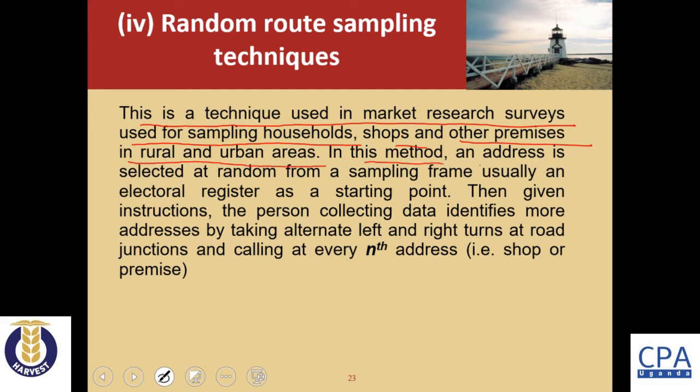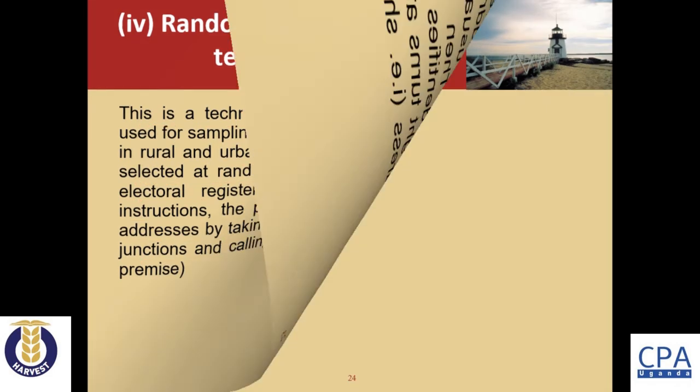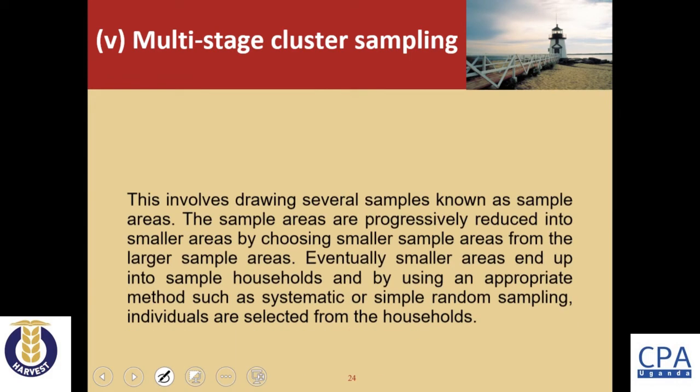In this method, an address is selected at random from a sampling frame, usually electoral register, as a starting point. Then, given instructions, the person collecting data identifies more addresses by taking alternative left and right turns at road junctions and calling at every nth address. Can be a shop or a premise. So this is some kind of a wider sampling method that is used in market research. All right, number 5, we have the multi-stage cluster sampling.